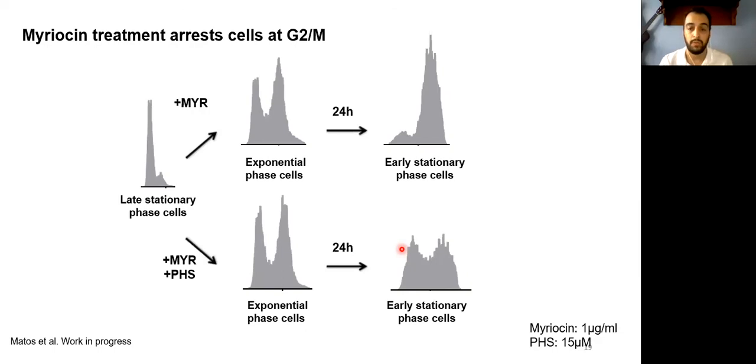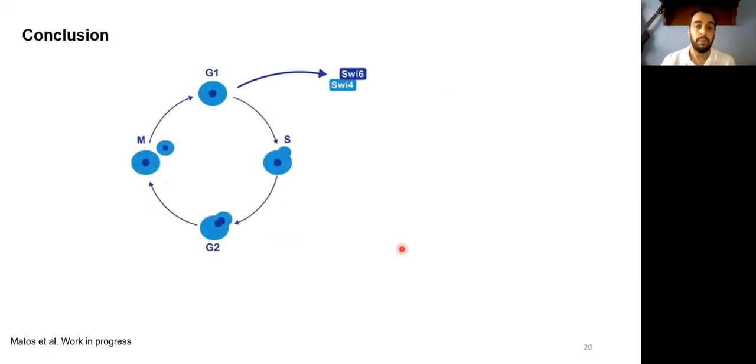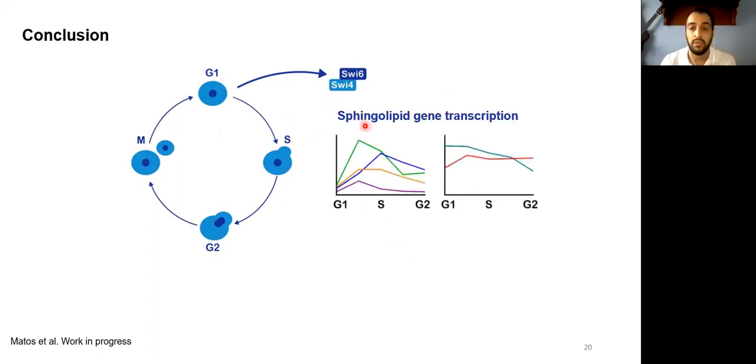So we propose that during the G1S transition, SPF complex activates the sphingolipid gene transcription in a cell cycle dependent way or in a cell cycle independent way. And those molecules can signal for the proper cell cycle promotion. As you can see here, sphingolipids can promote G2M progression, so at further stages of the cell cycle.